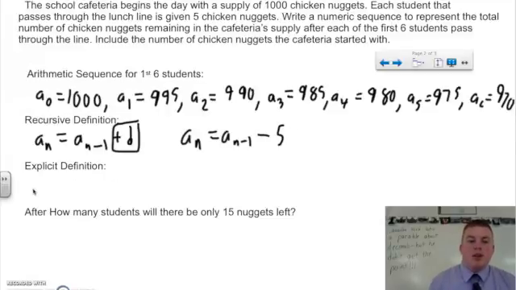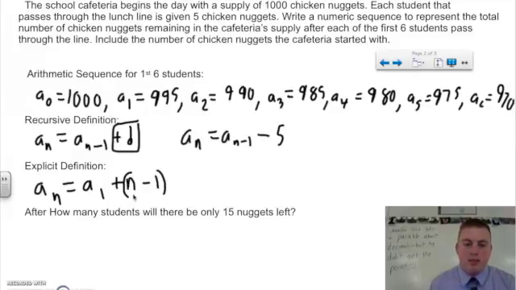Alright, just like the recursive definition could be found on the formula sheet, your explicit definition can be found as well. That's going to look like this. A sub n is equal to a sub 1 plus n minus 1 in parentheses times your common difference.